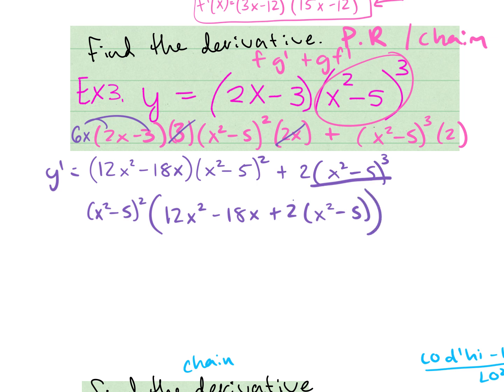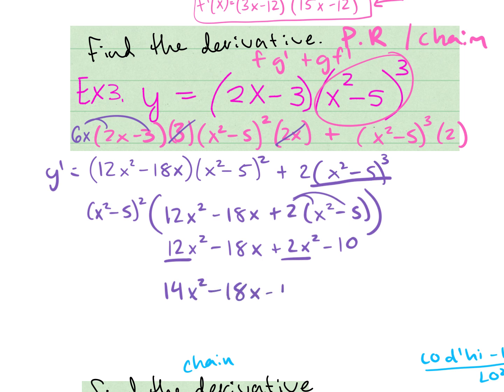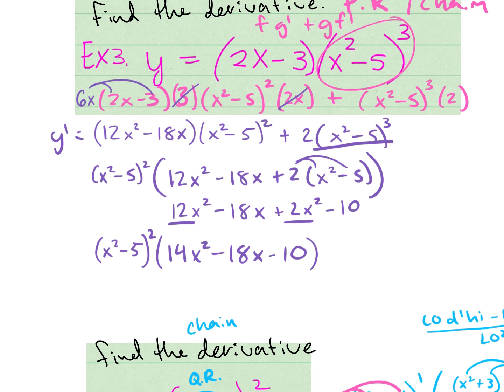So we can do a little bit more simplifying. I can distribute the 2. So we have 12x squared minus 18x plus 2x squared minus 10. And then combine our like terms. This would be 14x squared minus 18x minus 10 times (x squared minus 5) squared. Can we simplify it any more?